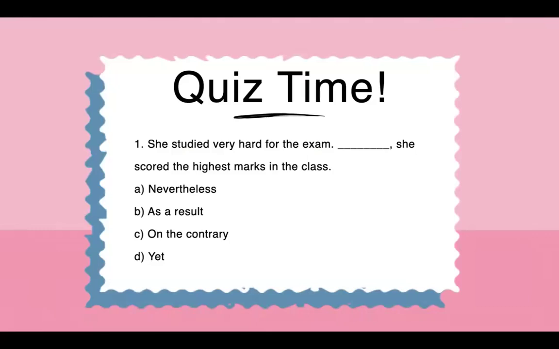I hope you all have understood these transition words and now you are ready to attempt this quiz. You can take a few seconds or you can pause the video and try to attempt this question. We'll check the answers then. So here it says, she studied very hard for the exam. Blank, she scored the highest marks in the class. What should we write? Nevertheless, as a result, on the contrary, or yet?